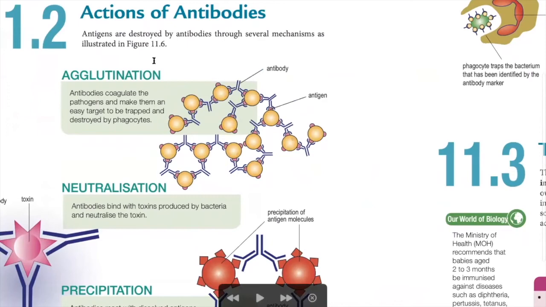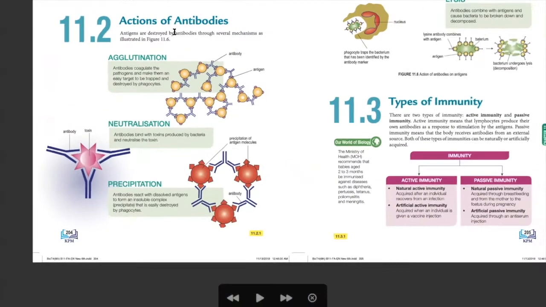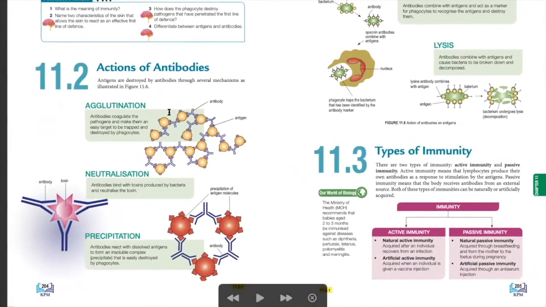Okay. So the action of antibody, ada berapa? 1, 2, 3, 4, 5. There are 5. Okay, 5 actions of how antibody is used to fight against antigen of the bacteria.